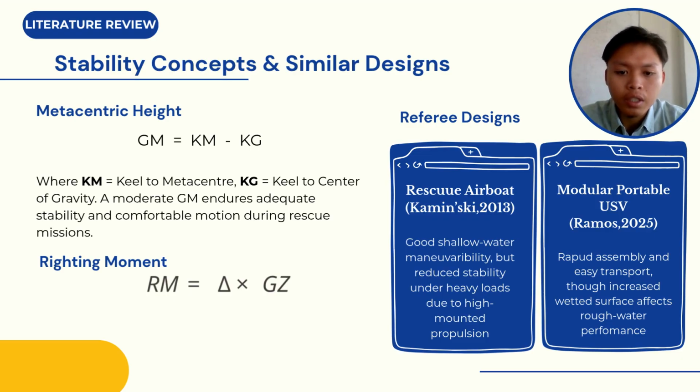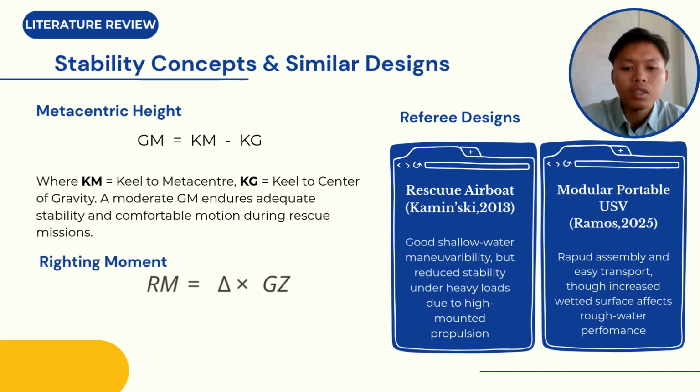A positive and moderate GM value indicates that the vessel has sufficient stability and can return to an upright position after heeling. A very large GM can make the vessel roll excessively fast, while a very small GM can make it unstable. The study also reviewed two existing designs.